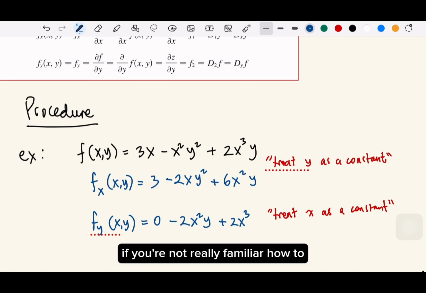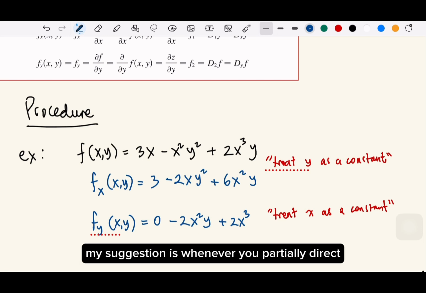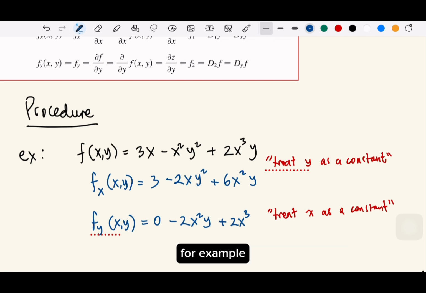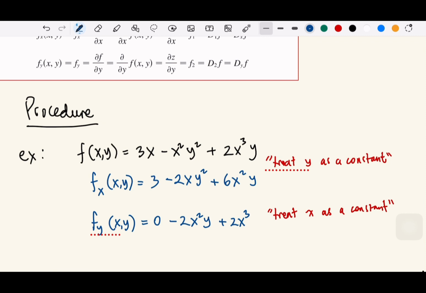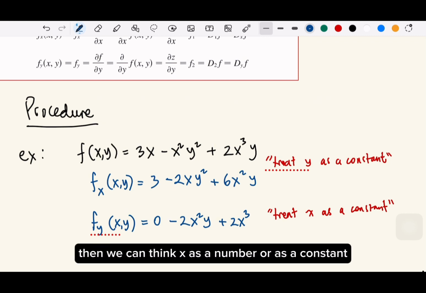If you're not really familiar with how to take the partial derivative, my suggestion is whenever you partially differentiate, for example with respect to x, you can just think of y squared as maybe just a number, maybe a. And then we can think of a as a constant. So you can actually ignore this y and just write it as it is. Same thing if we differentiate with respect to y, then we can think of x as a number or as a constant.